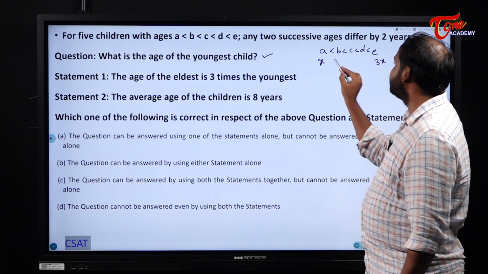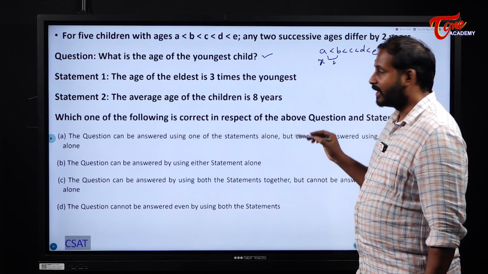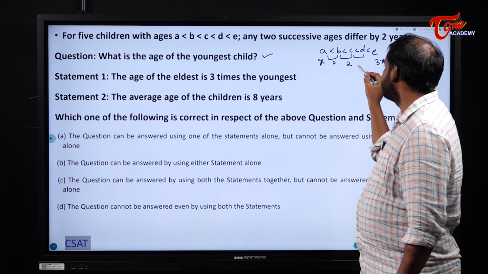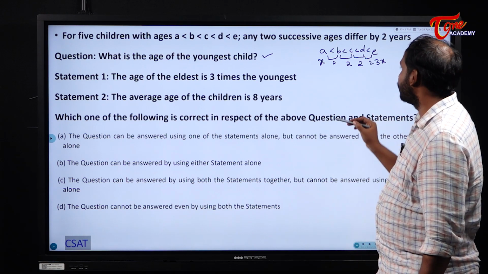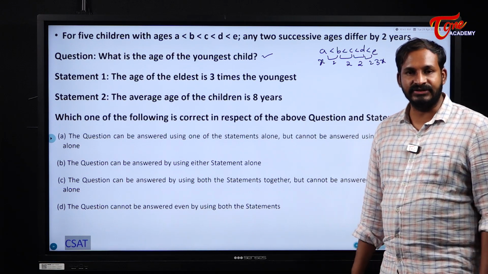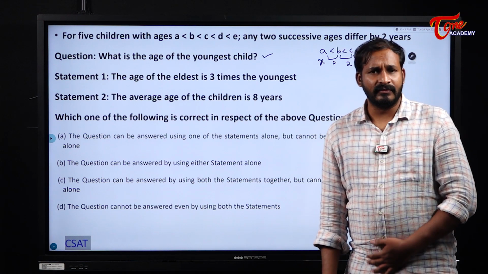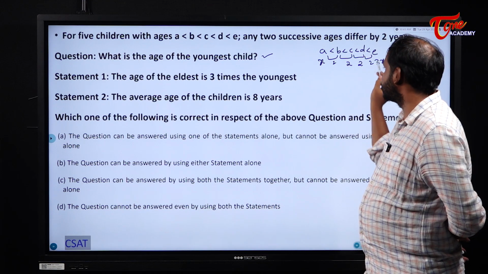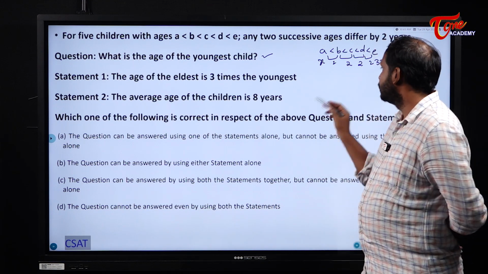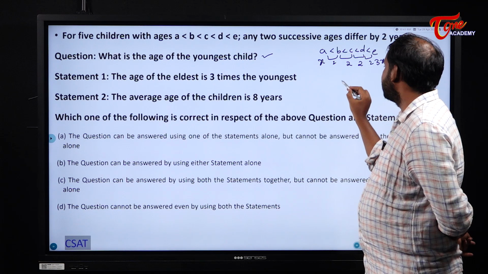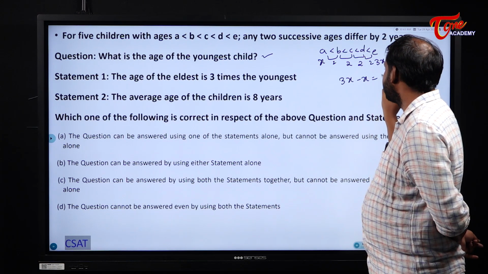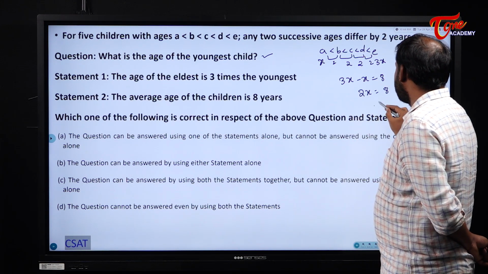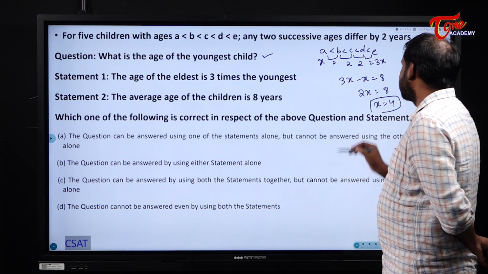But what is the age difference between these two persons? It is 2. According to the given question, between each pair of successive persons it is 2. So from A to E, what is the age difference for me here? Actually 8 years. Why? Because there are four successive gaps of 2 years each. So 3x minus x will become 8. 2x will become 8. x value will become 4.